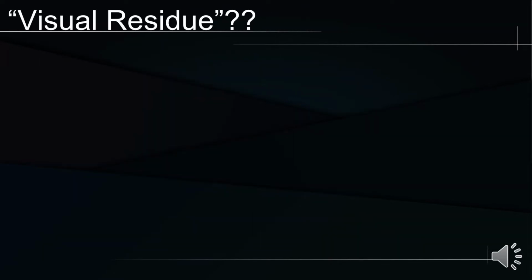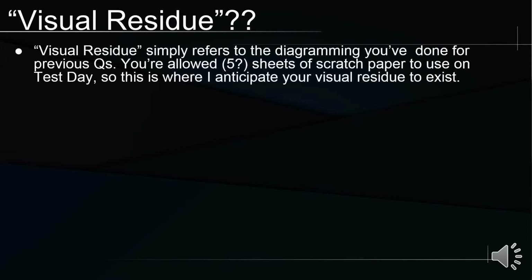Alright, so let's get to the star of today's show, which is visual residue. I kind of regret calling it the star, but I kind of have to because that's the point of today's lesson, because a number of students have asked me to do so. But visual residue is this. It simply refers to the diagramming that you've done for previous questions.